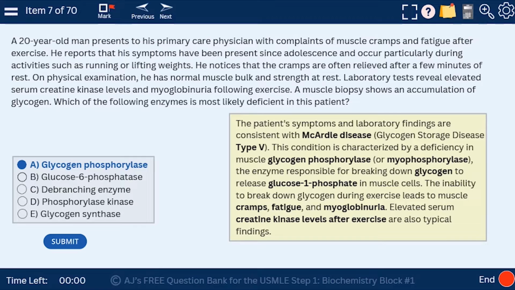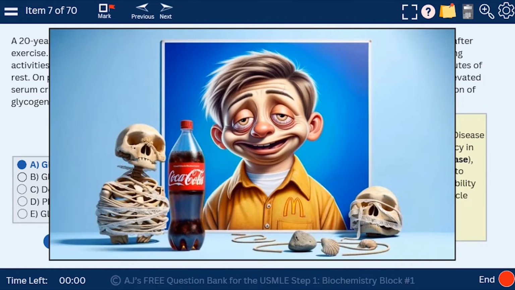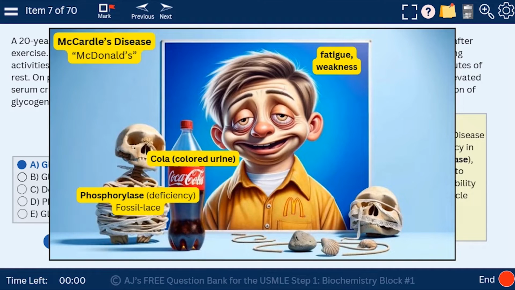myophosphorylase, as this is McArdle disease, glycogen storage disease type 5, which I only remember with the mnemonic with this guy over here, with the McDonald's shirt, McDonald's for McArdles. And the phosphorylase for phosphorylase, myophosphorylase, is the enzyme which is deficient. And the cola reminds me of the cola-colored urine for the myoglobinuria. And we can see that this guy has fatigue and weakness, perhaps because he was just working at McDonald's and he got very, very tired. And that's exactly what happens in McArdle's disease, fatigue and weakness after exercise.